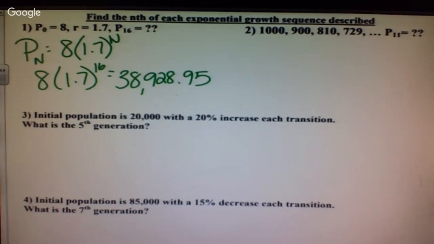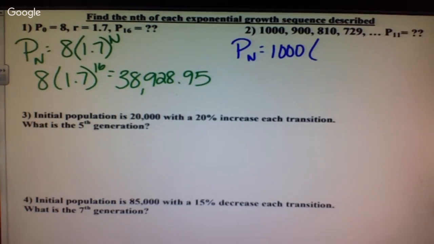Okay. Number 2. They don't tell you anything specific. They just give you this sequence. So my formula looks like p sub n equals 1,000. It's always your first number. What goes in parentheses? Your r, which is what?